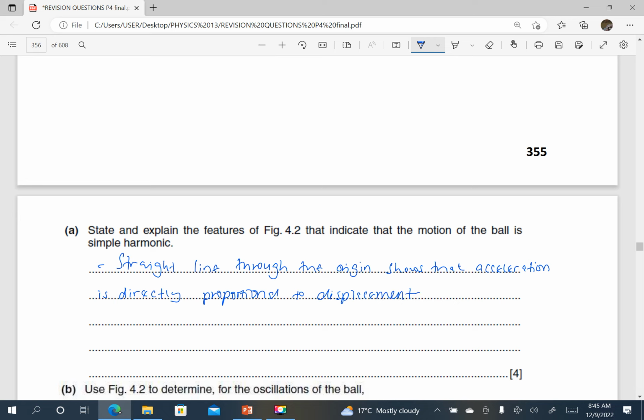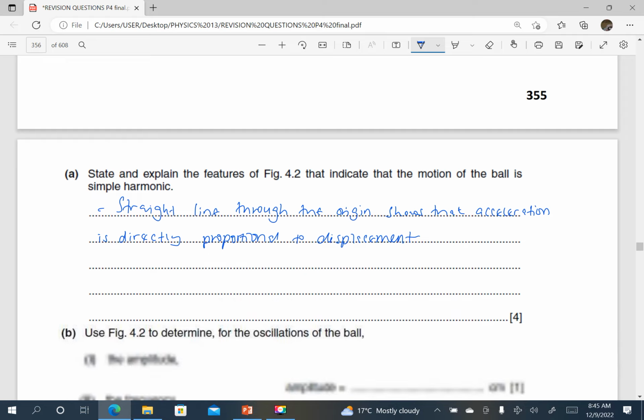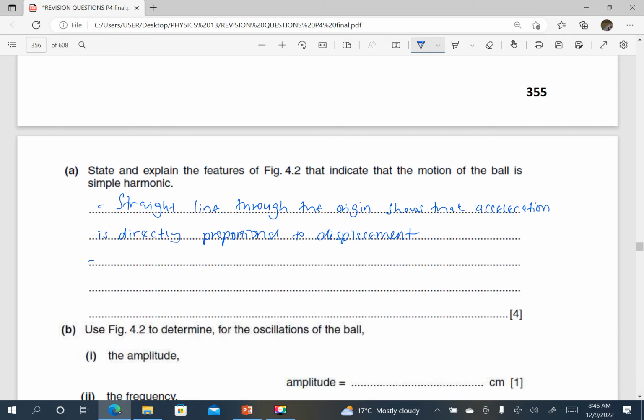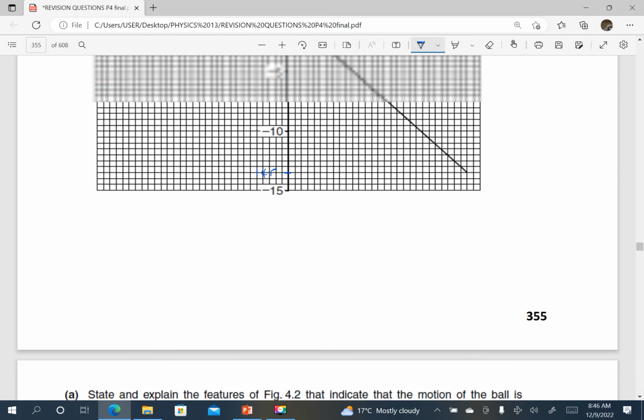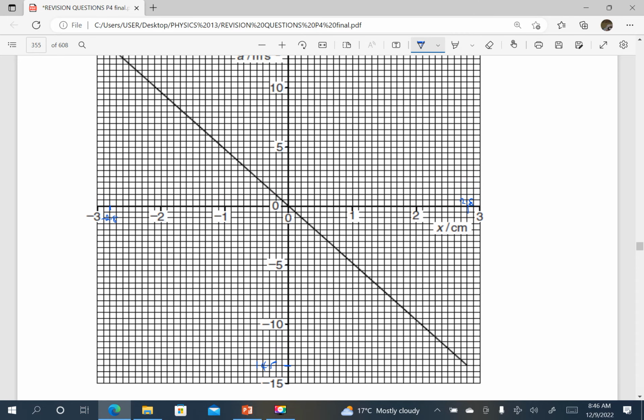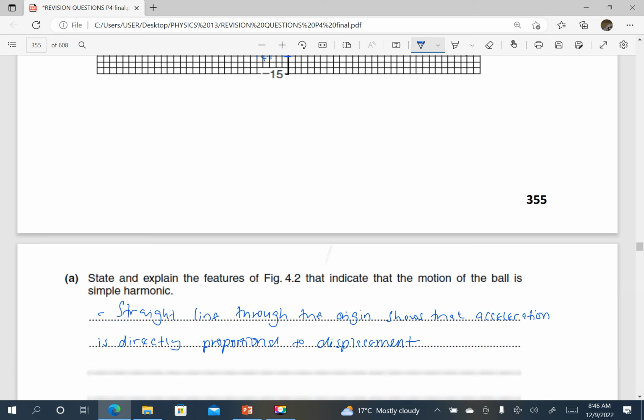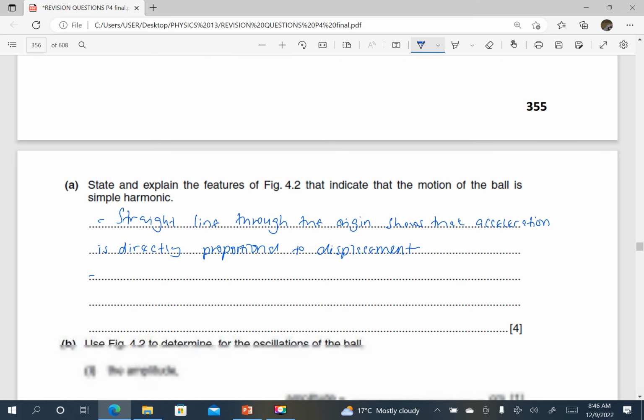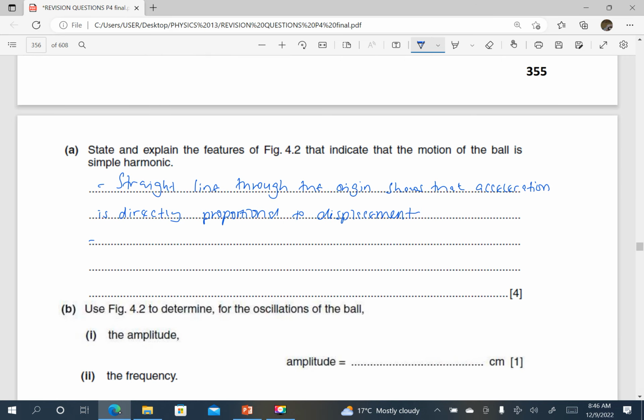A straight line through the origin shows that the acceleration is directly proportional to displacement. Number two, we also see from the line that the gradient is negative. A negative gradient brings in the minus sign. A negative gradient indicates that the acceleration and the displacement are always in opposite directions.